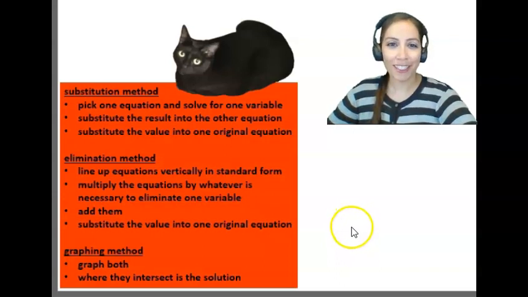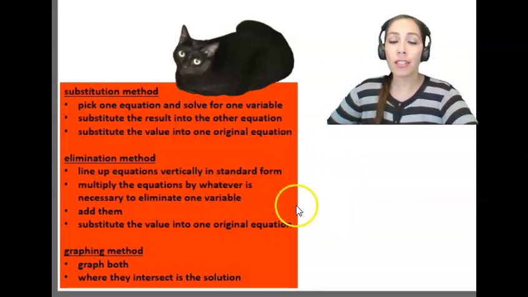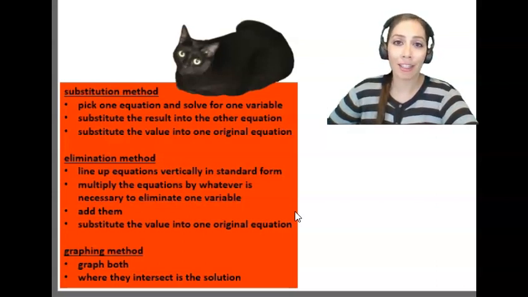My teaching assistant Chloe is here with her latest cheat sheet notes. She wants you to know that when you are solving the system of linear equations using the substitution method, pick one equation and then solve for one variable. After that, you substitute the result into the other equation, and then you substitute the value into one original equation to get both your coordinates. If you decide to use the elimination method, you line up the equations vertically in standard form, multiply the equations by whatever is necessary to eliminate one variable, then add them, and then substitute the value into the original equation to get both coordinates.